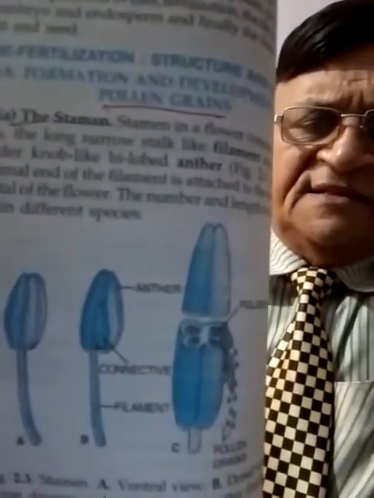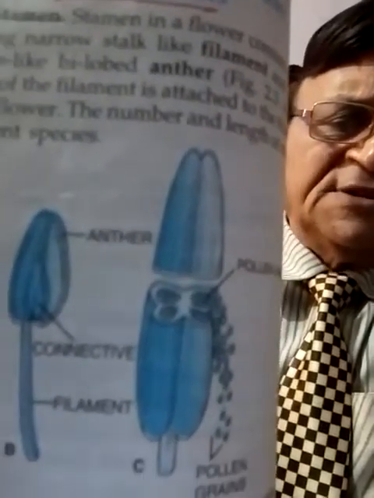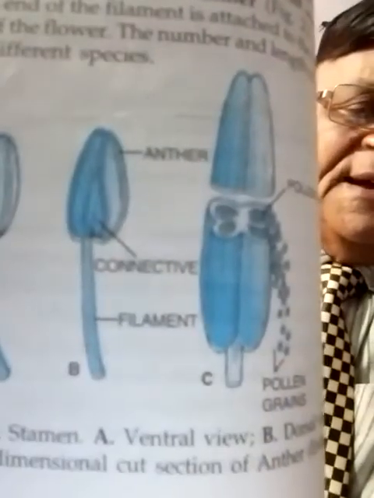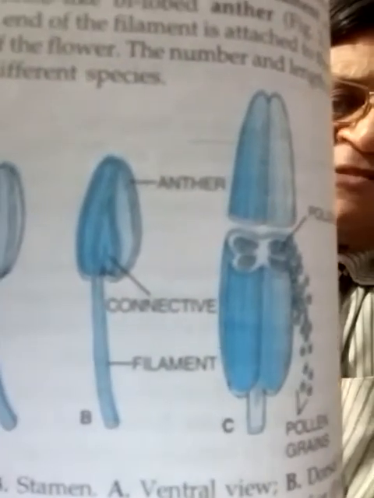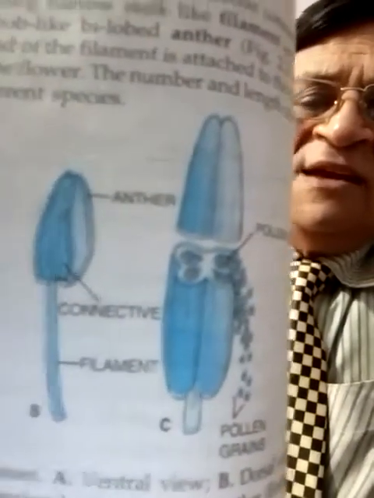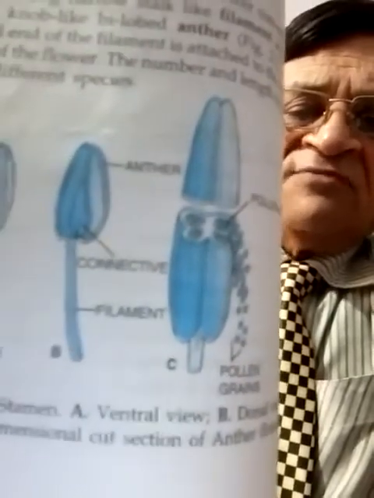So, the stamens. The stamens are the male part of the flower. It is made of anther and a filament. Anther and filament are connected with the help of the connective. The anther has 4 chambers. The 4 chambers are filled with the pollen grains. The pollen grains are formed by the process of meiosis. Meiosis means formation of the male gamete. Male gametes are formed by meiosis in the anther.